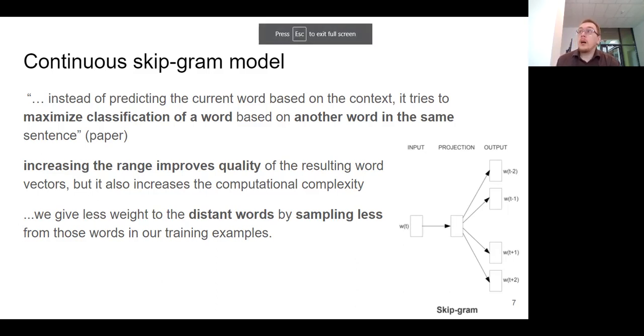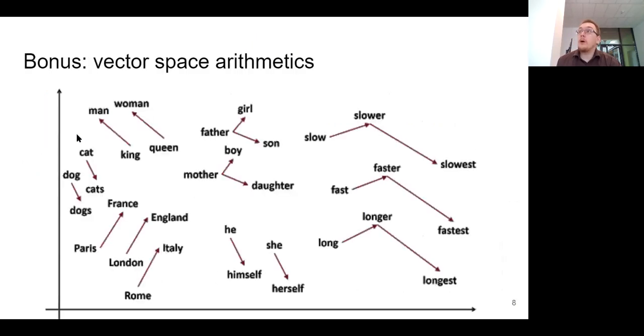So these are the ideas. What can we say about these ideas? One of the interesting positive observations was that with this paper, vector space arithmetics appeared. So we cannot say that it appeared just here. Maybe you can observe some similar effects in just LSA, but the idea was the following.